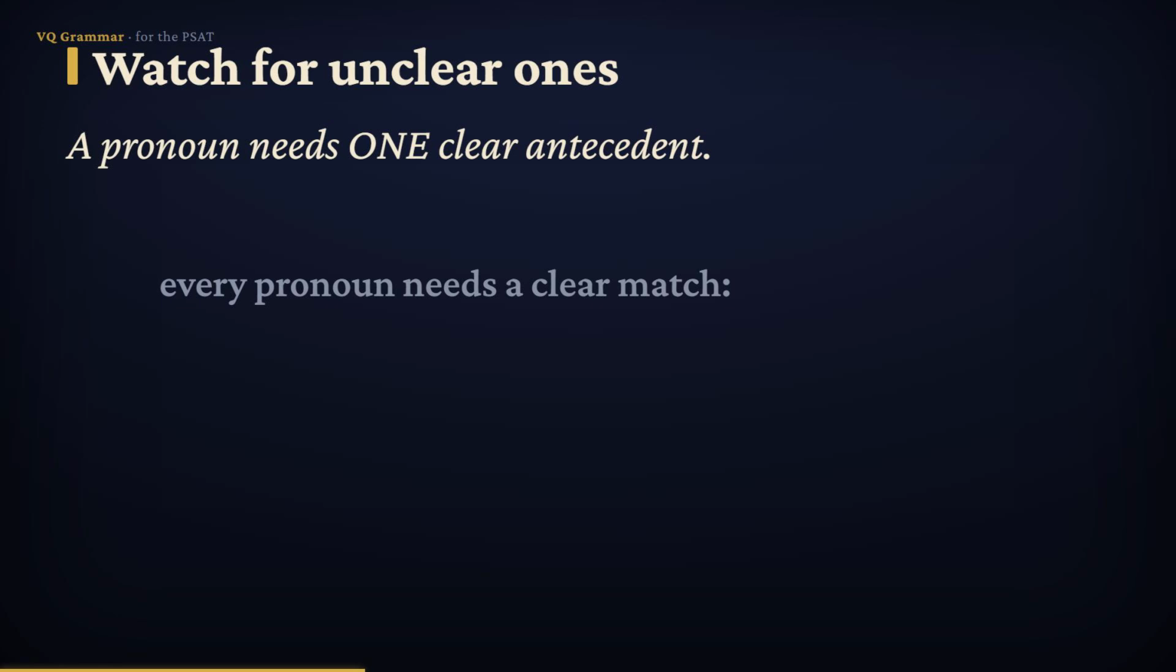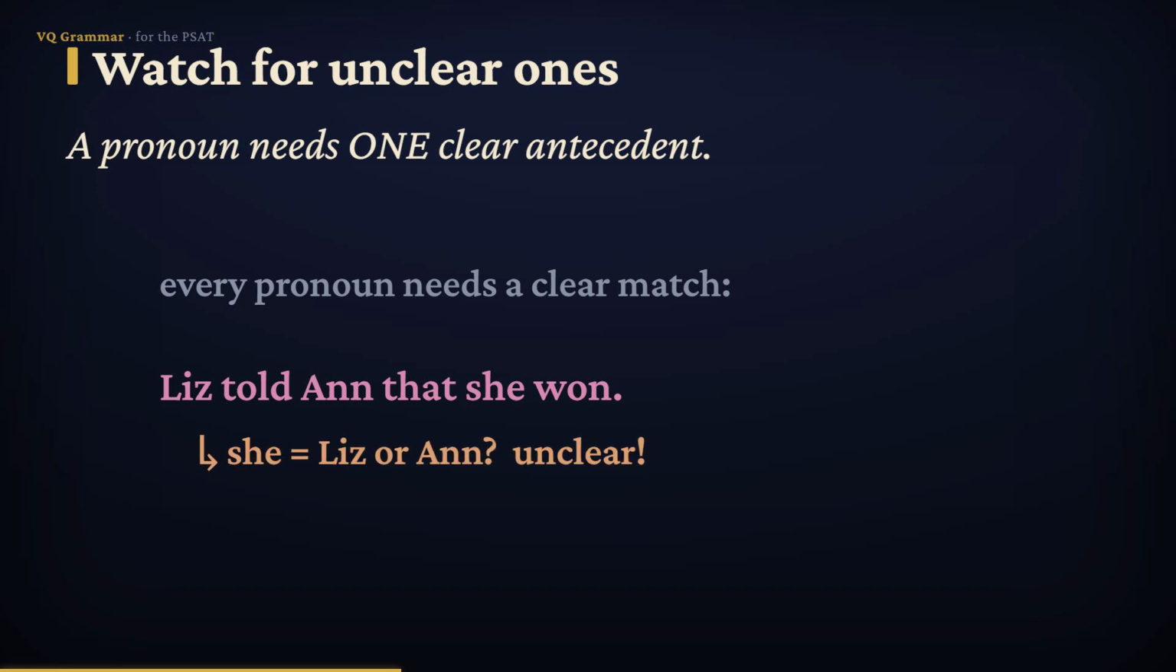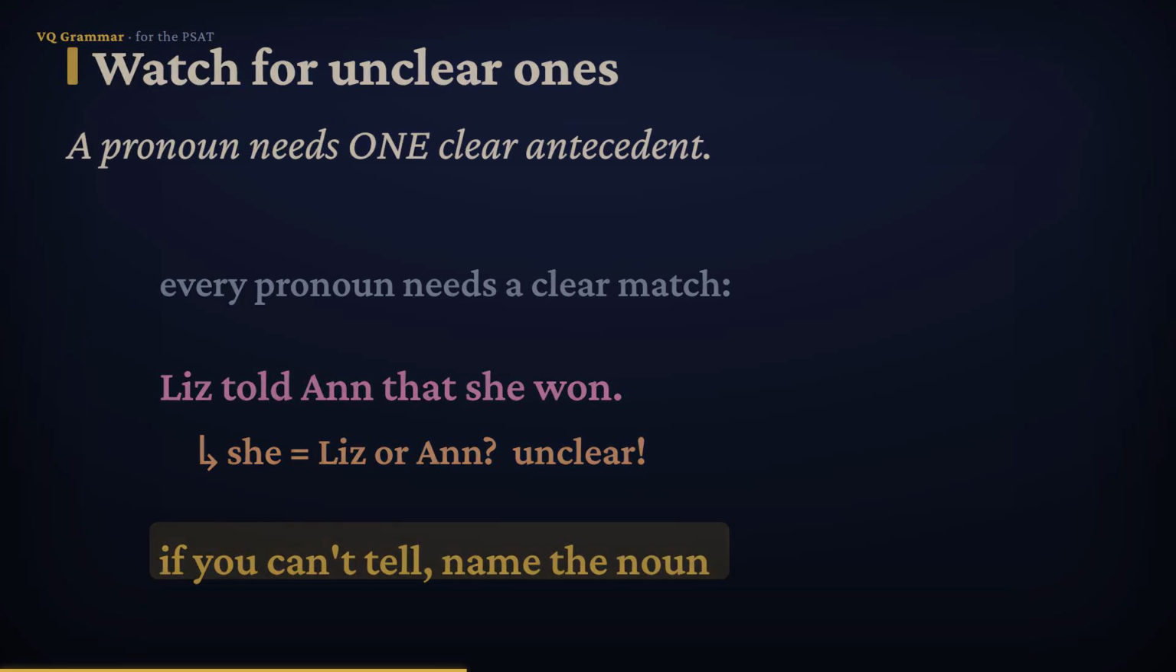One more thing to watch for. A pronoun only works if it points to one clear noun. Listen to this. Liz told Anne that she won. Who won? She could mean Liz, or she could mean Anne. We honestly can't tell, so the antecedent is unclear. When that happens, the fix is simple. Drop the fuzzy pronoun and just name the person. Liz told Anne that Anne won. If you can't tell who a pronoun means, name the noun instead.